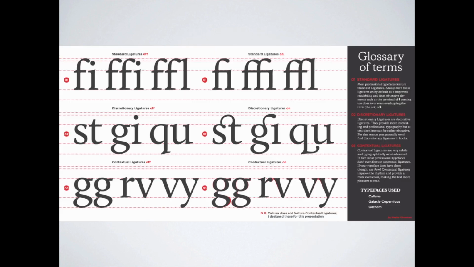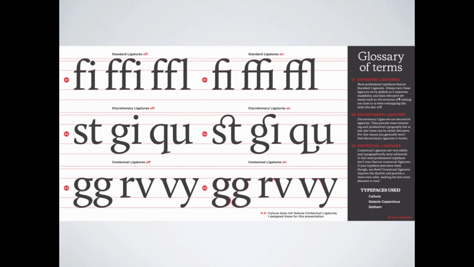So here we go. FI, FFI, crossing the two F's at the same time. FFL. You can see that the first F becomes a little bit shorter. These are all things that you would do naturally when you were writing. Then we have discretionary ligatures. These are ones that the typeface designer may do because they think it looks a little bit better. Sometimes in an italicized version, they do more of it.